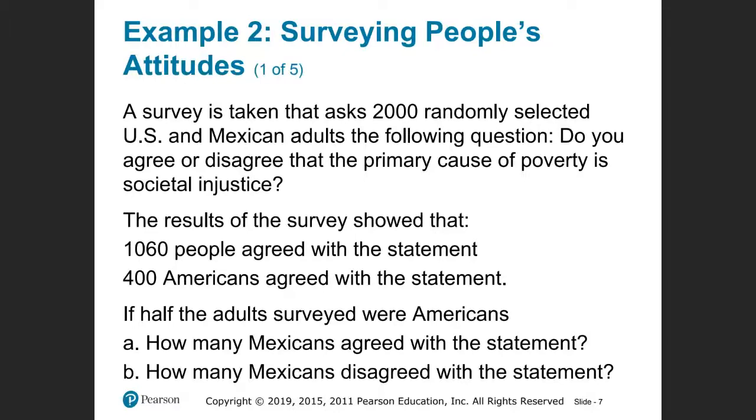A survey is taken that asks 2,000 randomly selected U.S. and Mexican adults the following question. Do you agree or disagree that the primary cause of poverty is societal injustice? The results of the survey show that 1,060 people agreed with the statement. 400 Americans agreed with the statement. If half of the adults surveyed were Americans, how many Mexicans agreed with the statement, and how many Mexicans disagreed with the statement?